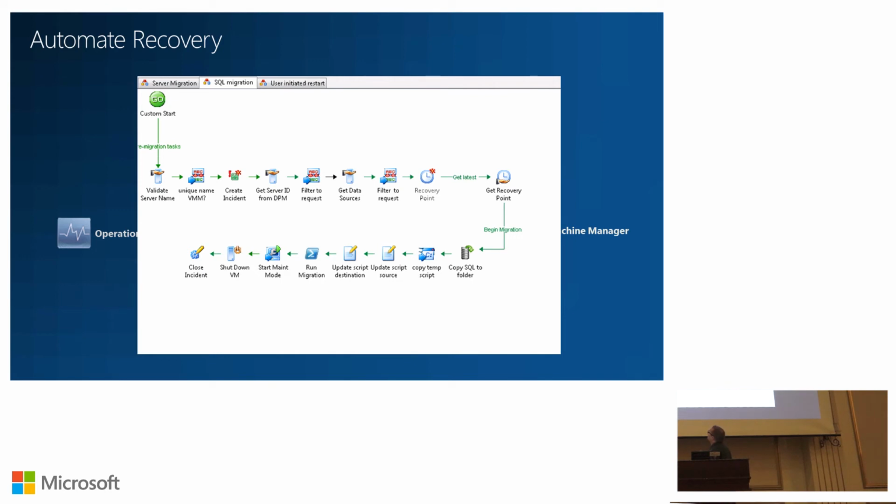So what we need to do, we get our accident, so then we validate server name, and then we go through the whole thing. Again, that's not rocket science to build this. It looks more complicated than it is. If you start working with Orchestrator, you get results really quickly. As I said, it's drag and drop.